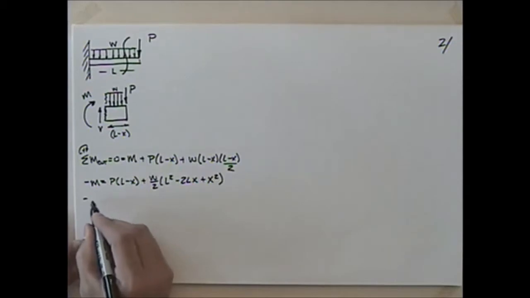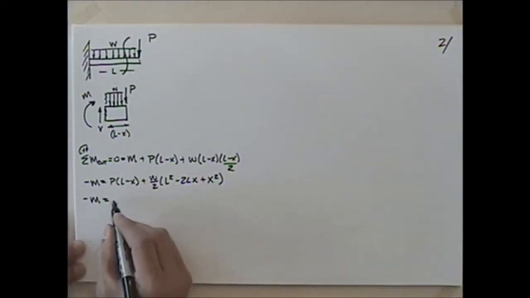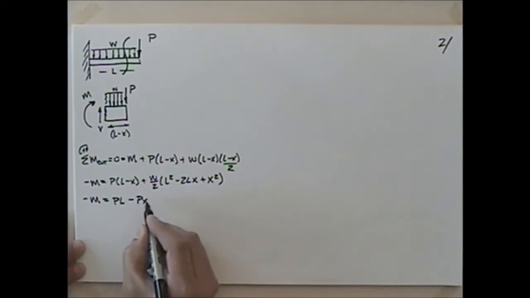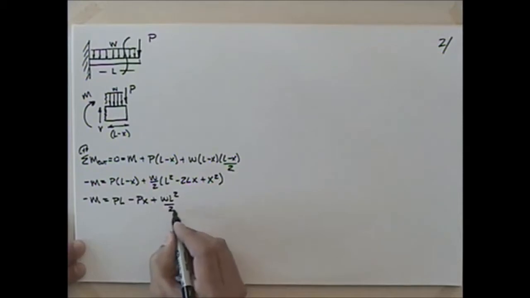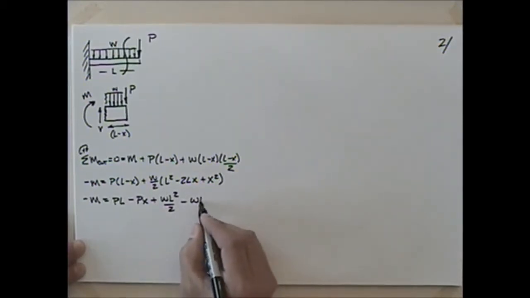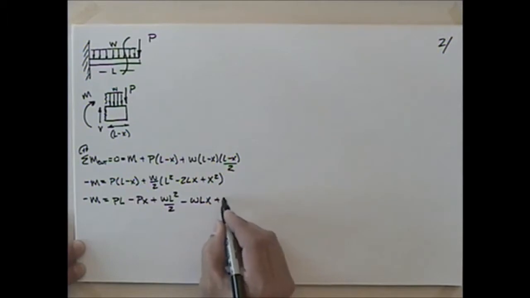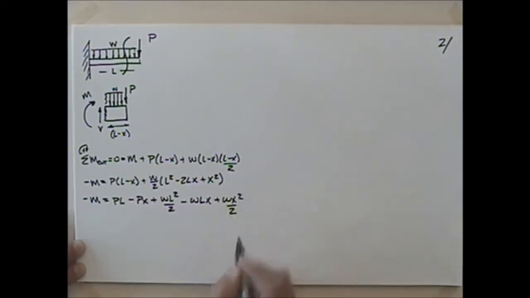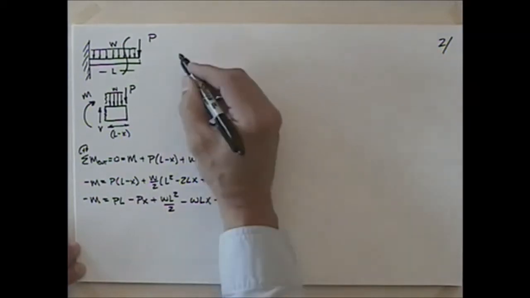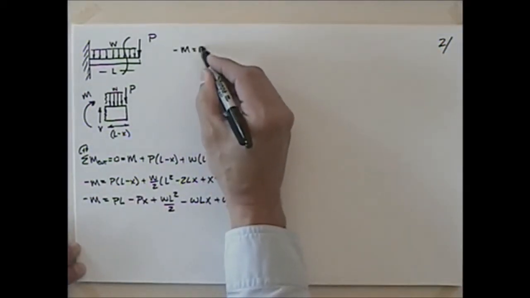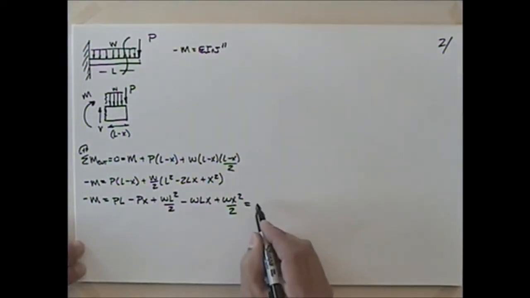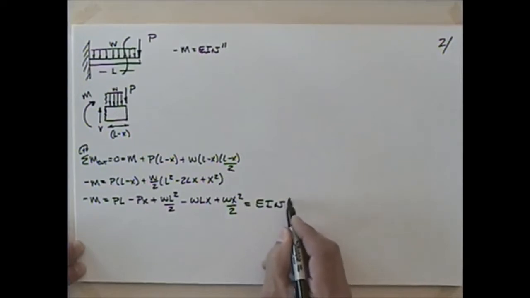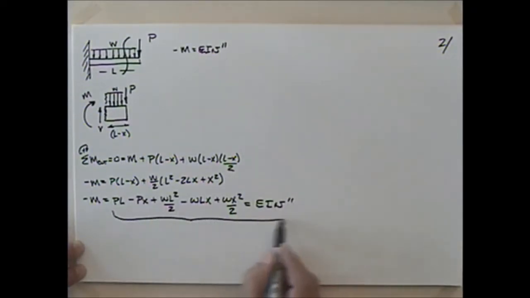And I could keep working through my algebra here. The moment is going to be P times L minus P times x plus wL squared over 2 minus wLx, because the 2's cancel, plus wx squared over 2. And we know that our general equation is minus M is equal to EI v double prime, right? So I could set this equal to EI v double prime and go about solving that equation right there. Questions with that?